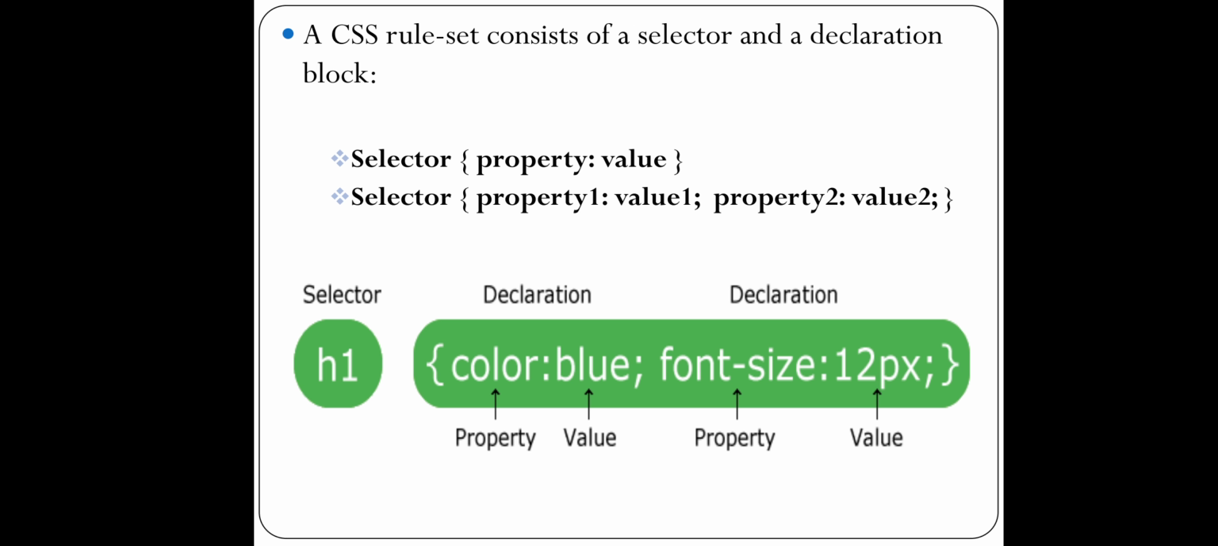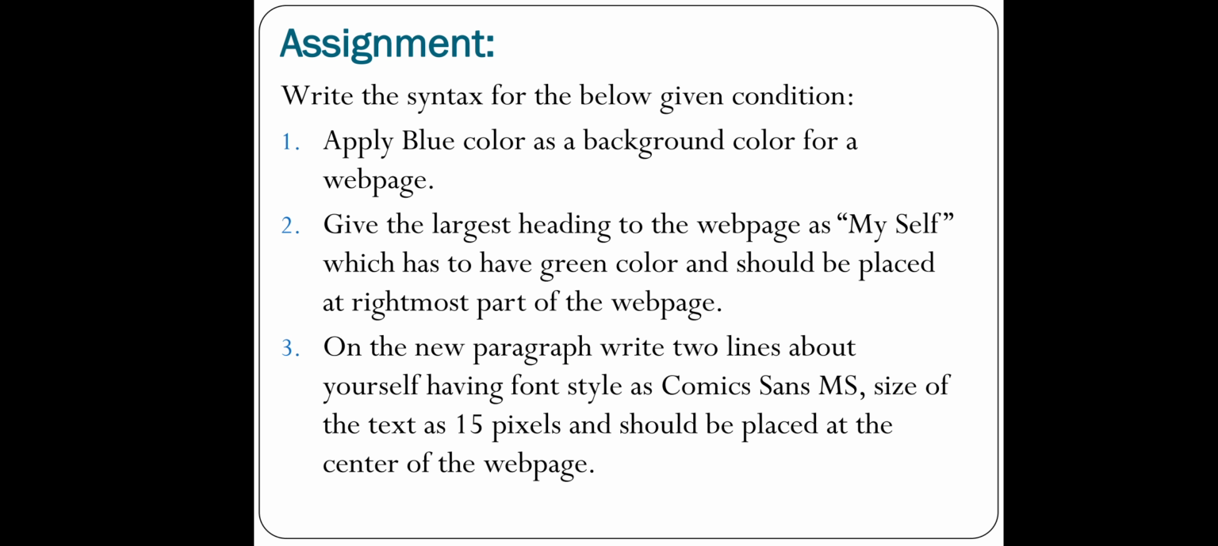So we'll see what exactly the assignment was all about. So what was the assignment? Write the syntax for the below given condition, right? So here I was expecting the whole code, not only the syntax part of the CSS. So let us see what the first expectation was. First, apply blue color as a background color for the web page.